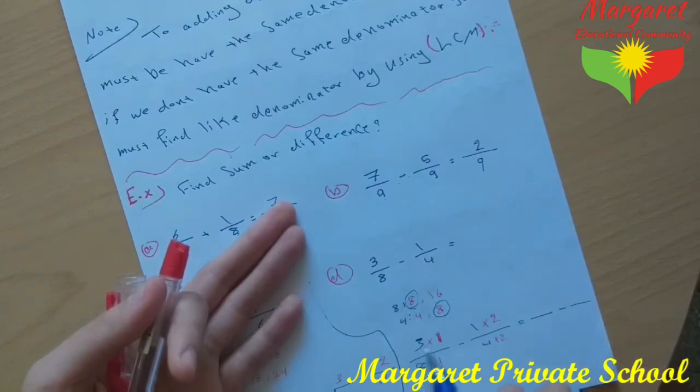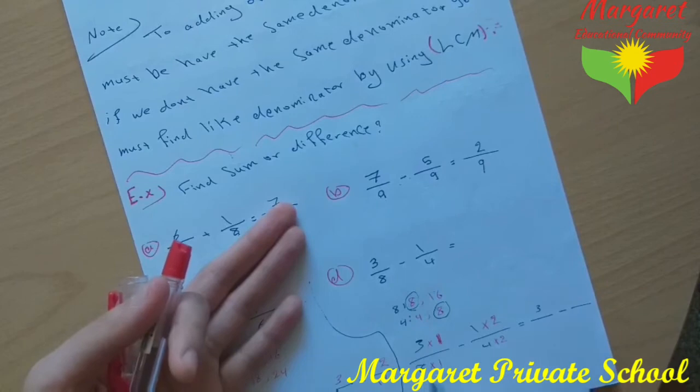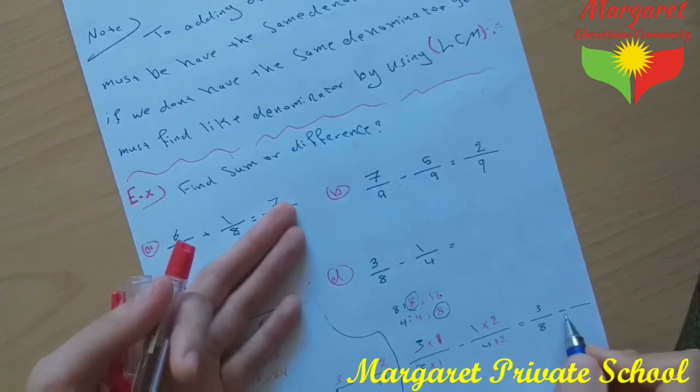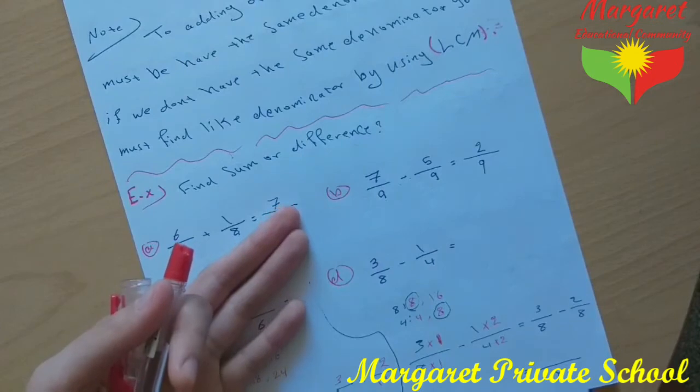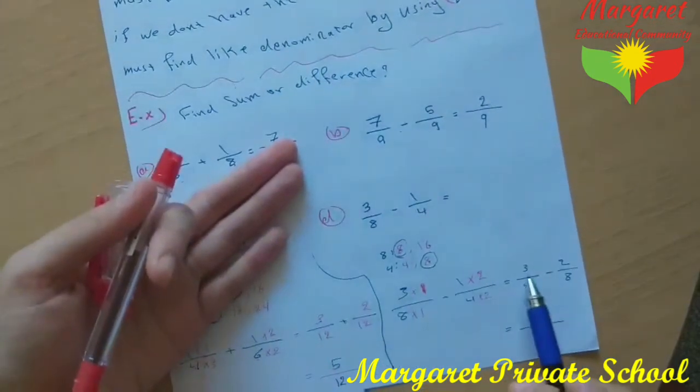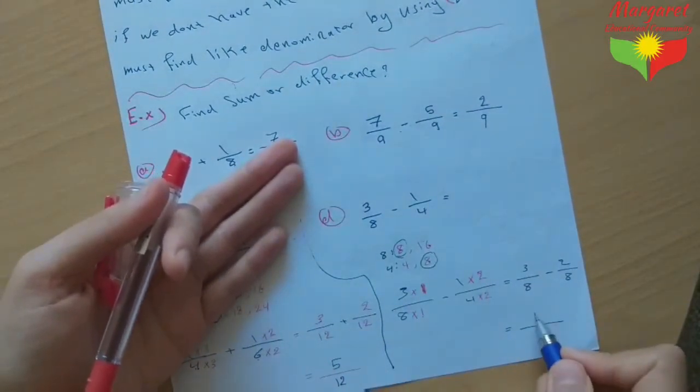3 times 1 is 3. 8 times 1 is 8. Minus 1 times 2 is 2. 4 times 2 is 8. We have the same denominator. Keep the denominator and subtract the numerators. 3 minus 2 is equal to 1.